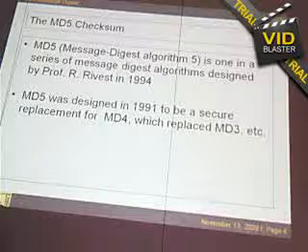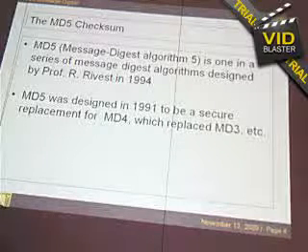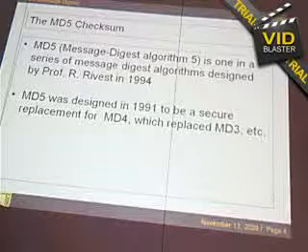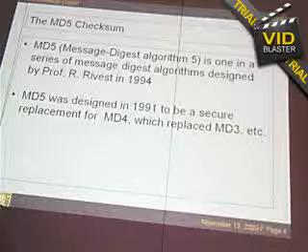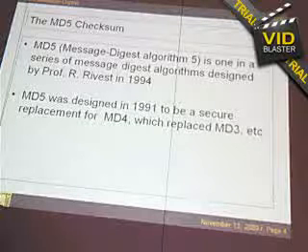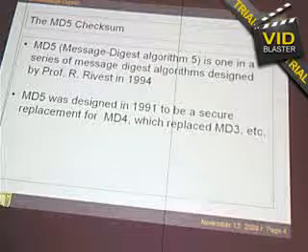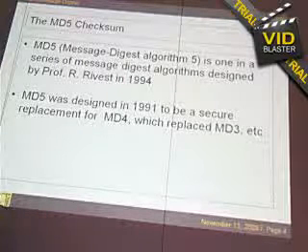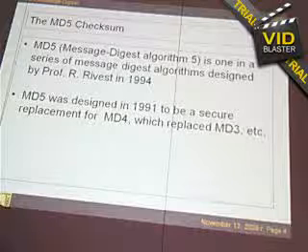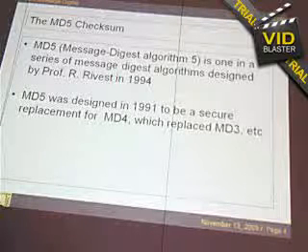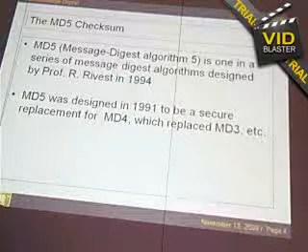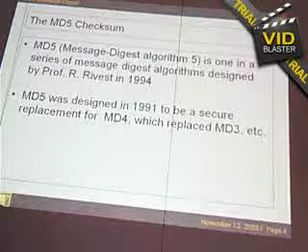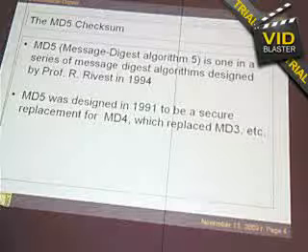It was designed back in 1991 as a replacement for MD4. And before MD4 was an MD3, and before that, lo and behold, MD2, but that doesn't matter. It was designed by Professor Rivest of MIT in America, and it was just meant to be a far better checksum than all previous checksums.